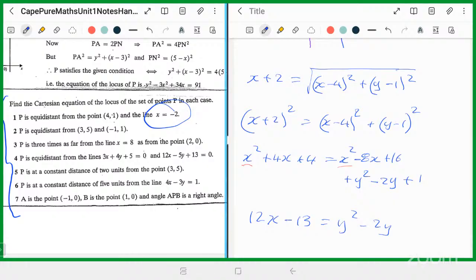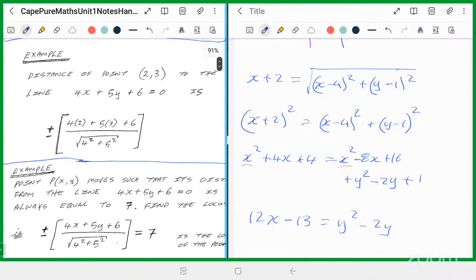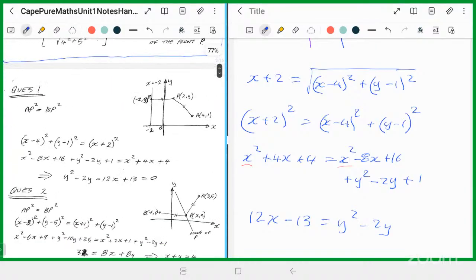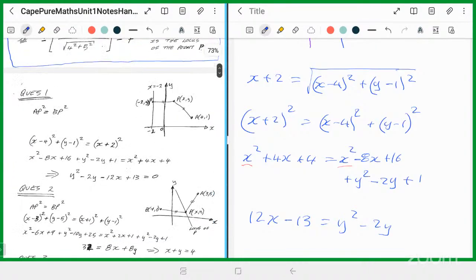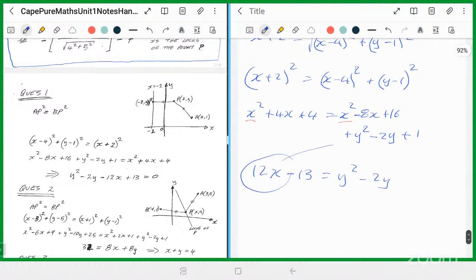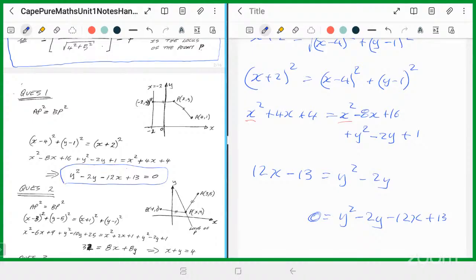Let me see what answer I left on the paper down here. So for this one, when I did it first, see there? The same thing. So if I transpose everything back over this side, I'm going to have y squared minus 2y minus 12x. Over the 13, we get plus 13 equals 0. Same equation I have back here in that example, but the same method. Think we understand that, guys?